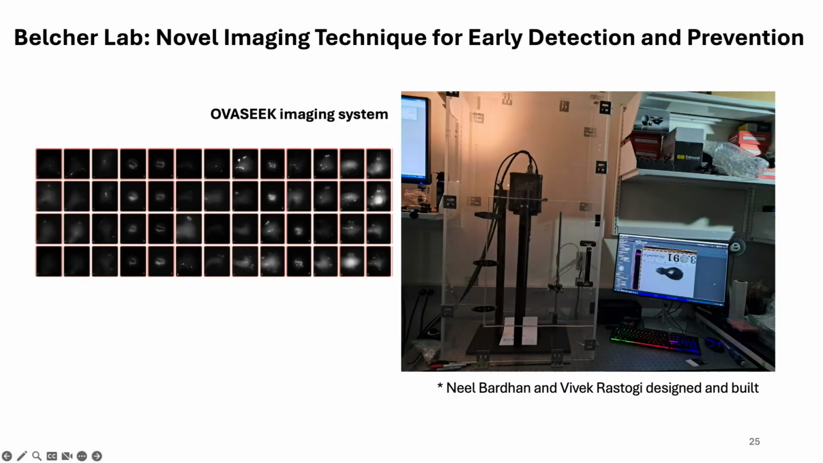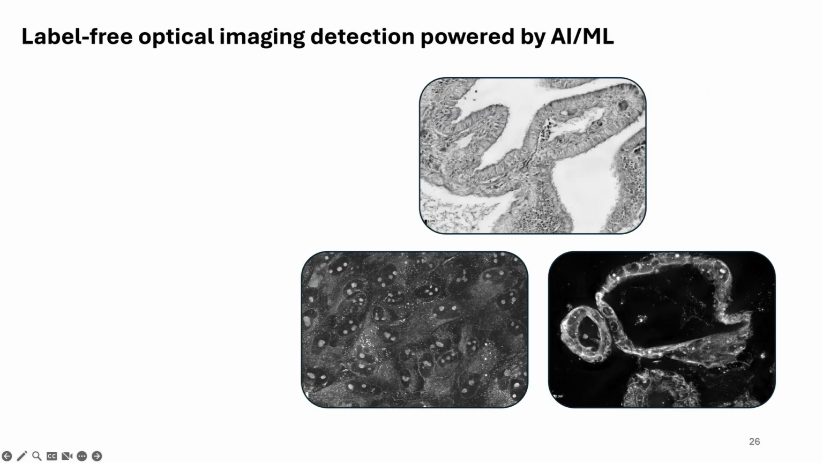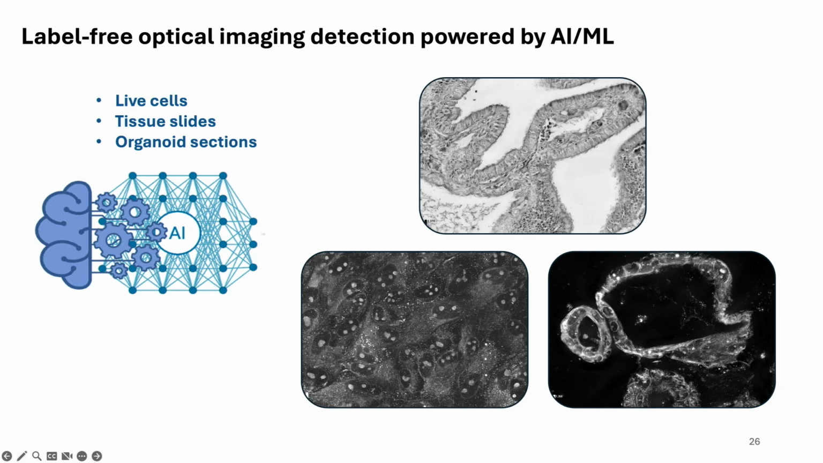In the Belcher lab, we always focus on developing novel imaging techniques for early detection and prevention, such as this OverSeq system that can scan the entire fallopian tube tissue. Building on our previous imaging effort, we are now advancing to a new high-resolution label-free imaging system. These systems enable imaging of live cells, tissue slices, and organoid sections without staining or labeling. Using this setup, we build our own unique biological optical dataset and train an AI model to analyze these images, detecting cellular mutations, abnormal lesions, and other cancer-like behavior.